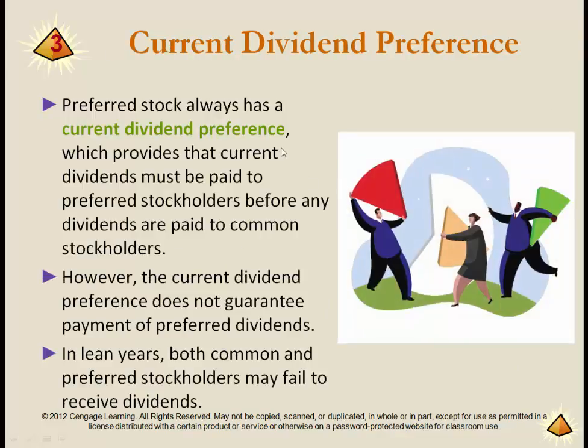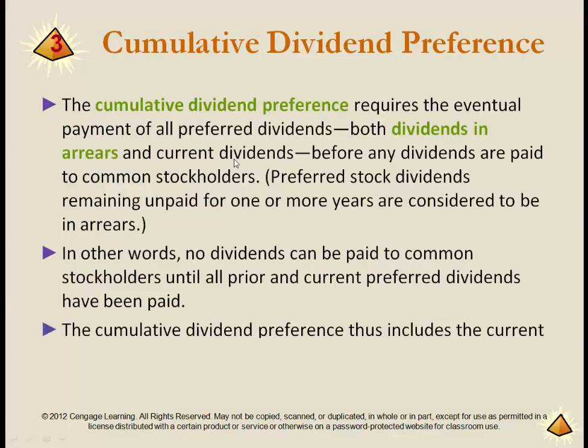Current dividend preference simply means if there's a declared dividend, and there are two classes of stock in a corporation, a preferred and a common, then preferred gets their dividends before common shares get theirs. And in years where there's no dividend at all, neither one of them can get a dividend.